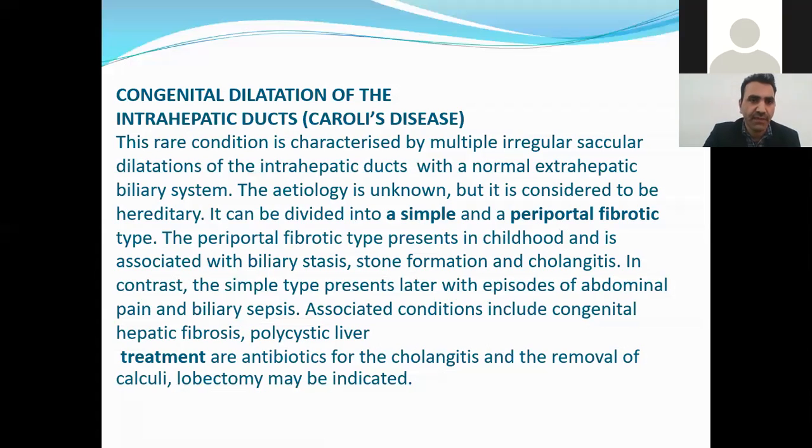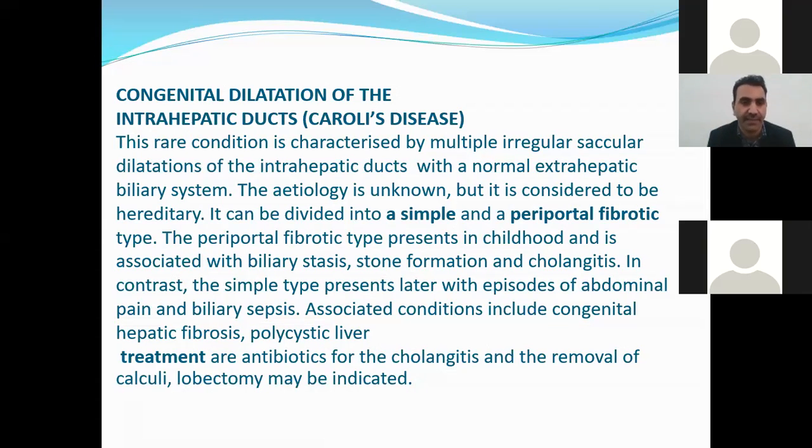Congenital dilatation of the intrahepatic biliary tree is called Caroli disease. This rare condition is characterized by multiple irregular circular dilatations of the intrahepatic duct with a normal extrahepatic biliary tree, meaning the left and right hepatic ducts, common hepatic duct, and common bile duct are normal, but the intrahepatic biliary tree is dilated congenitally. Etiology is unknown, but it is considered to be hereditary. It can be divided into simple and periportal fibrotic types.